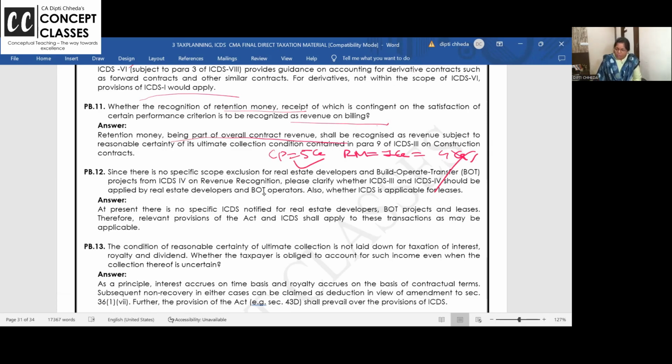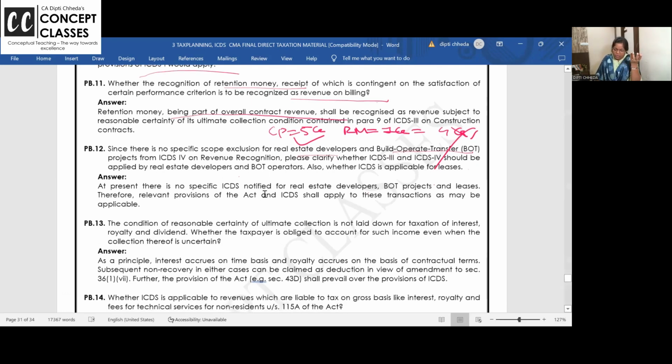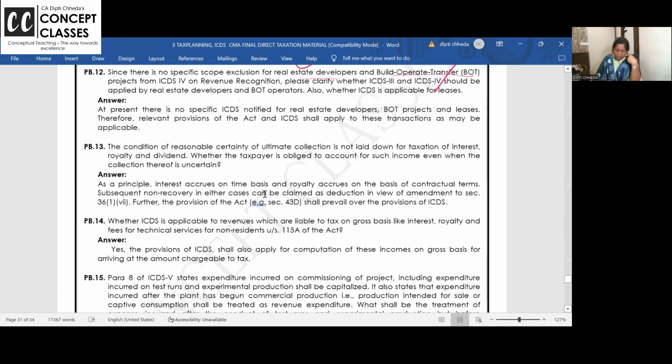Since there is no specific scope for real estate developers, build, operate, transfer, you know, those who make highways and toll plazas and express highways and all, what is the revenue recognition for them? Meaning, they don't come anywhere. Please clarify if ICDS 3 and 4 should be applied for real estate and all. Till no specific ICDS is there, you need to apply ICDS related knowledge, whatever is applicable here. Real estate is not covered specifically for revenue recognition and all, so follow the general one.